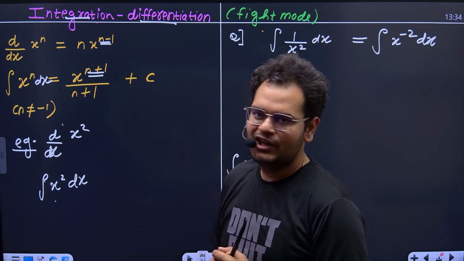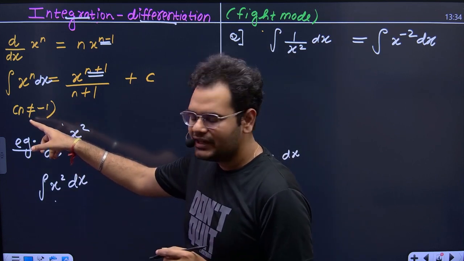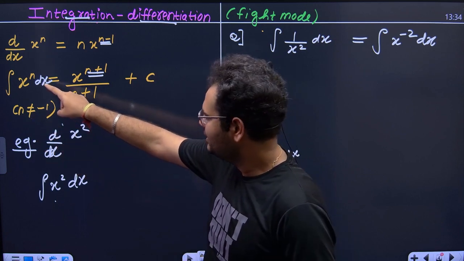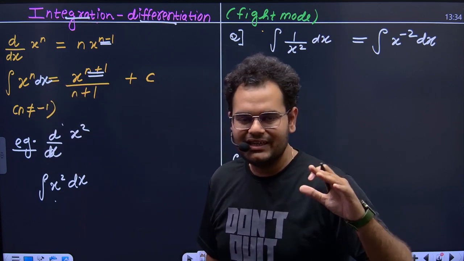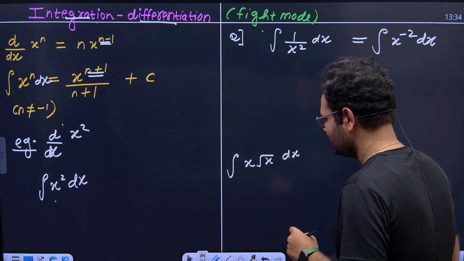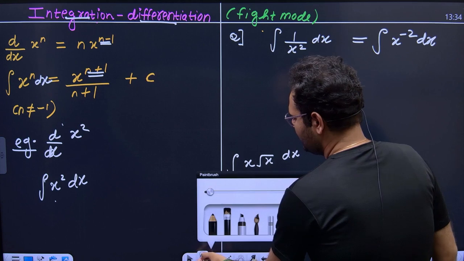Are you getting it? Okay, so n must not be equal to minus 1, because if it is minus 1, then 1 upon x, that integration is log x, that I will tell you in the next part of the lecture, in the same video. Now let us try to understand how to apply such rules.